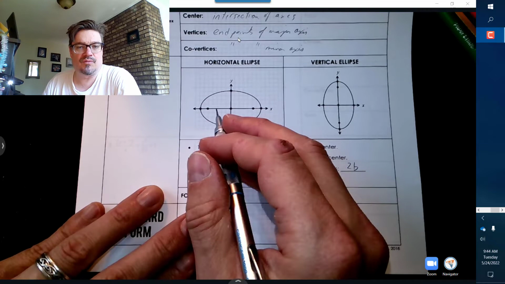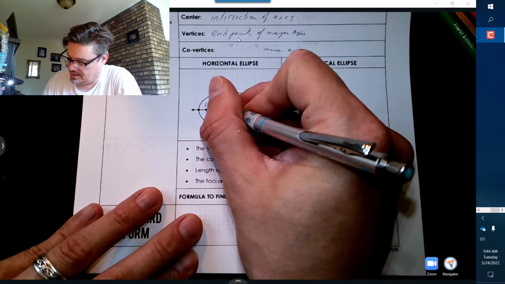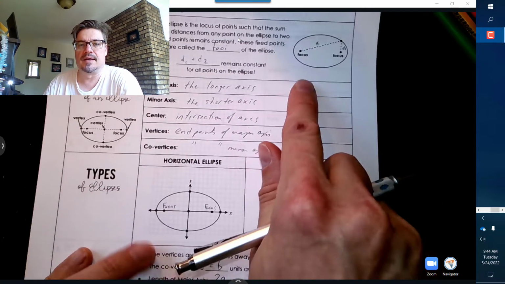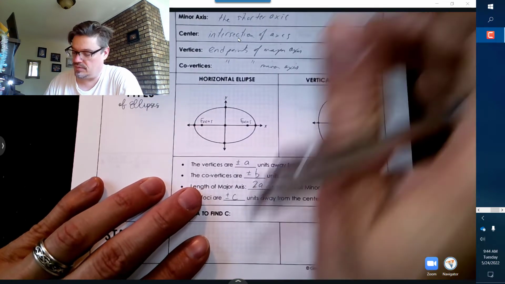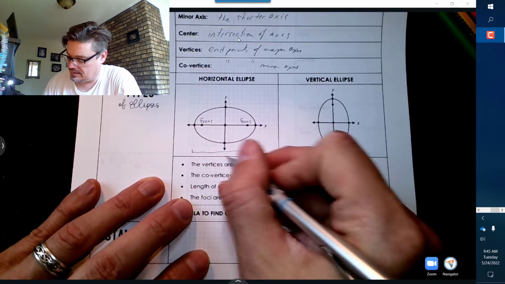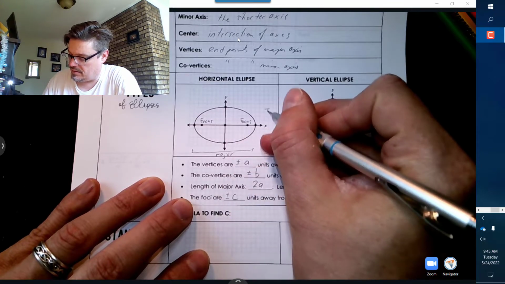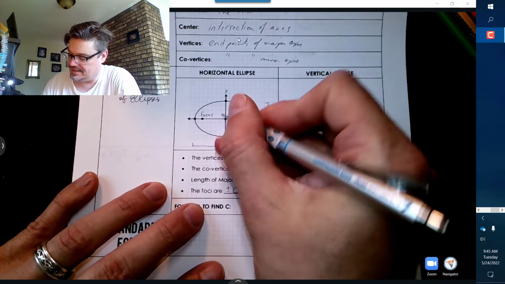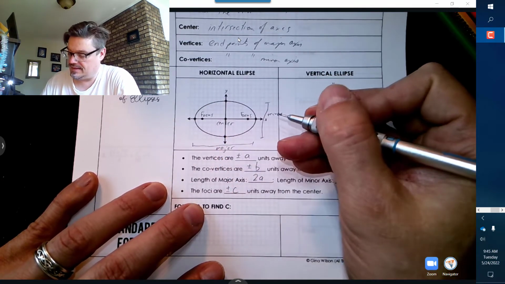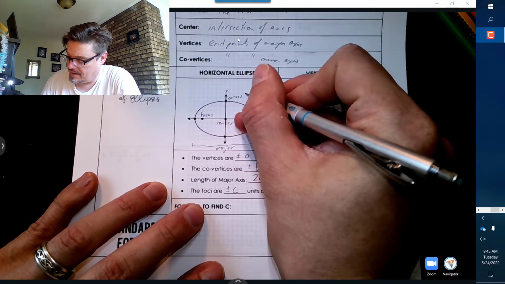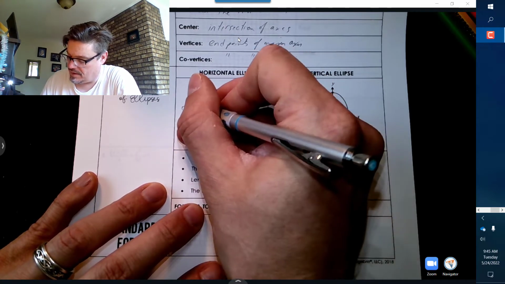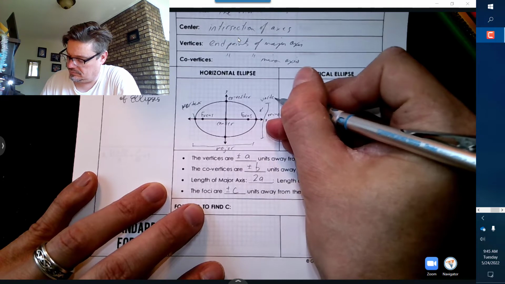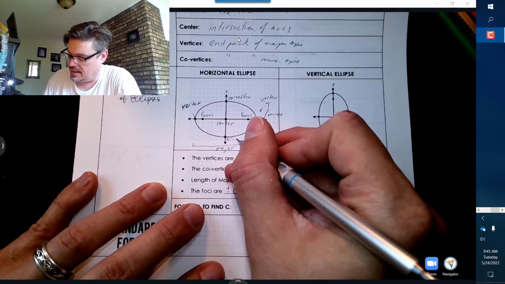But let's label these right here. So you've got the focus here. Here's the other one. That would be where you stuck your pins in for that string there. This guy's the major axis. This guy would be the minor. I'm sick. That's why the line is like that. So I don't want to hear it. And this is the center. This guy would be the co-vertex. And this would be a vertex. There's two of them though. Not co-vertex, vertex. This would be a vertex. And then this would also be a co-vertex.